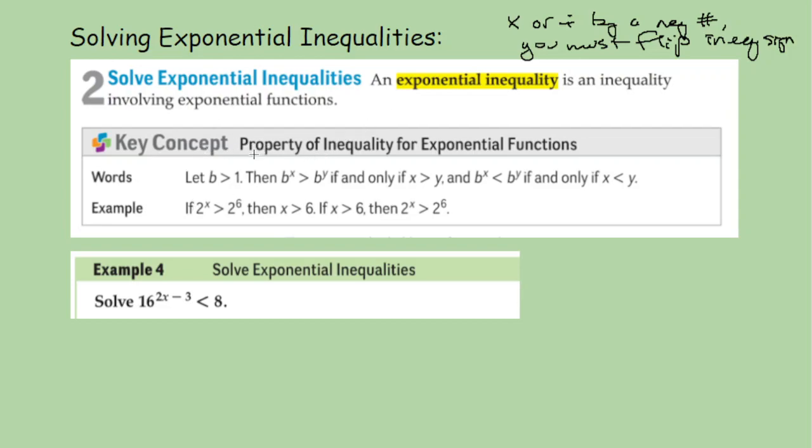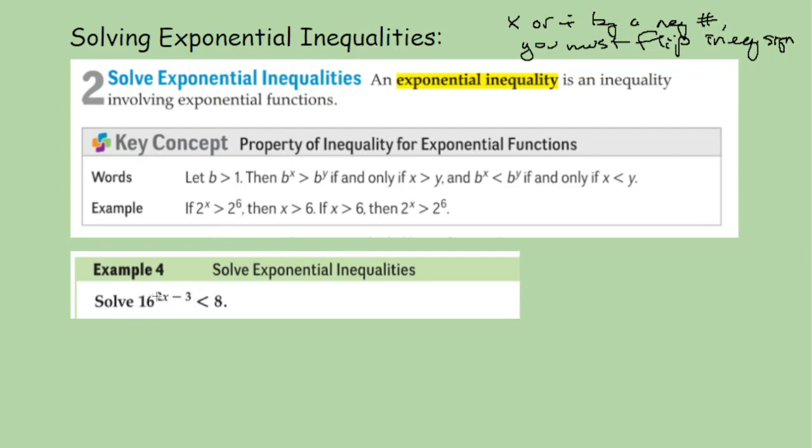All right, so let b be greater than 1, all right? So we're not dealing with decay, we're dealing with growth. It says b to the x is greater than b to the y if and only if x is greater than y. So this is basically what we did last time, except that it's greater than, less than, all that, right? So nothing revelatory here.